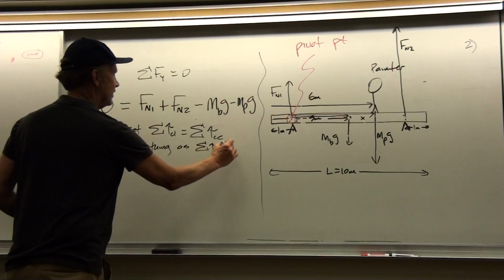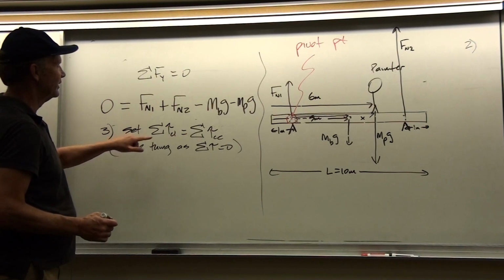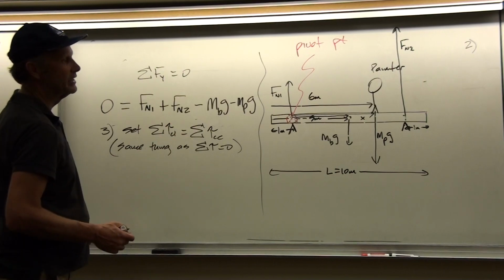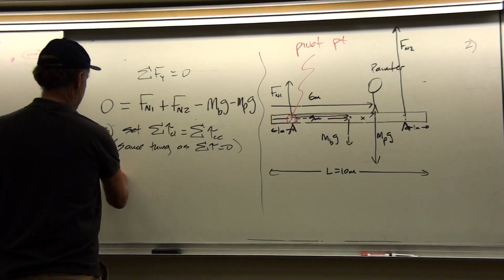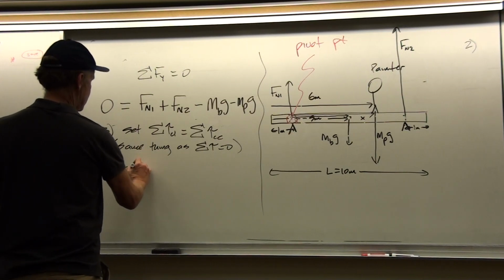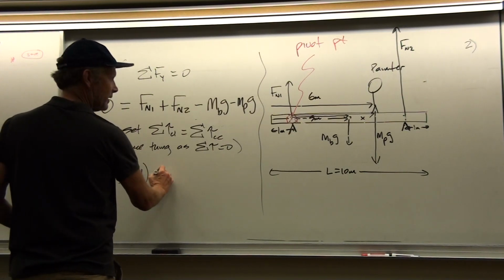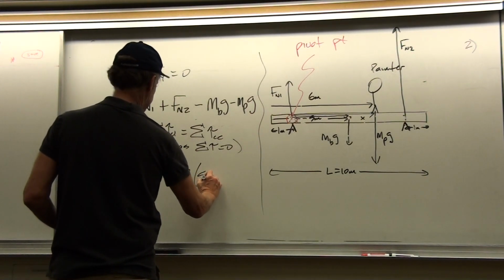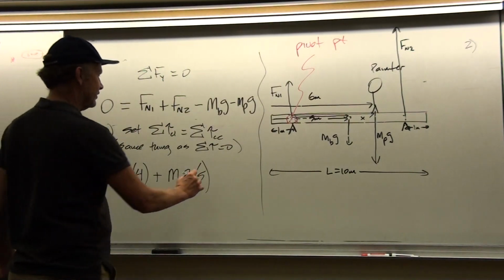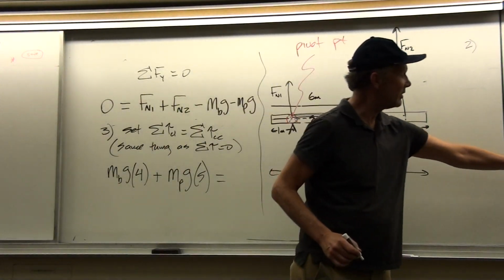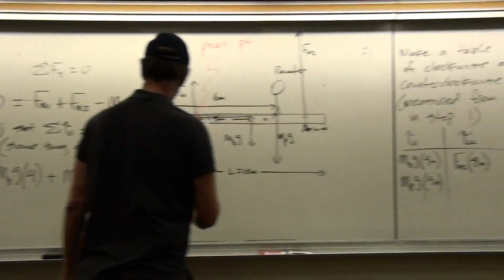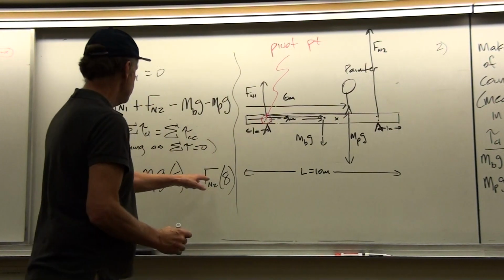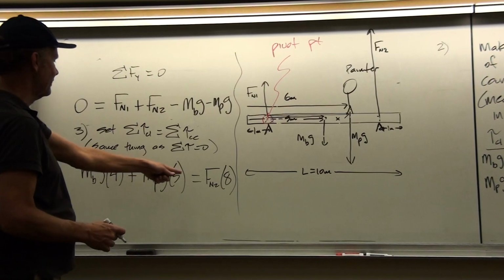Okay, so this is the way the book would say that you would do it, is you just automatically make this negative and that positive and add them together. But I'm just going to set them equal, which is the same thing. So we've got mass of the beam times g times 4 meters plus mass of the painter times g times 5 meters. So that's the sum of the clockwise torques equals the sum of the counterclockwise torques. There's only one here. F normal 2 times 8. And I'm leaving the meters off so that we don't confuse those with masses.